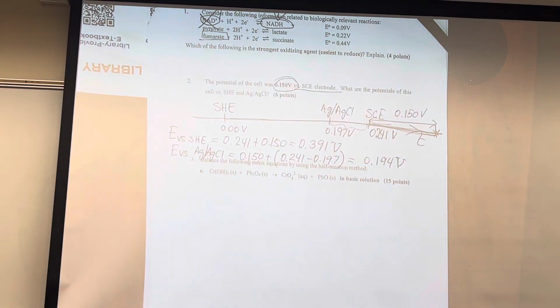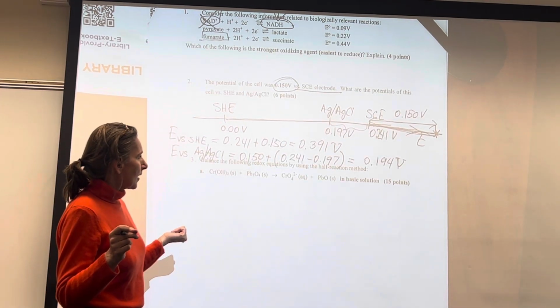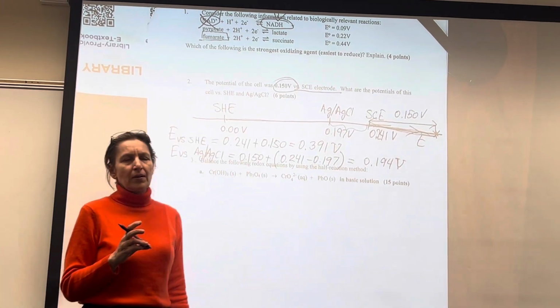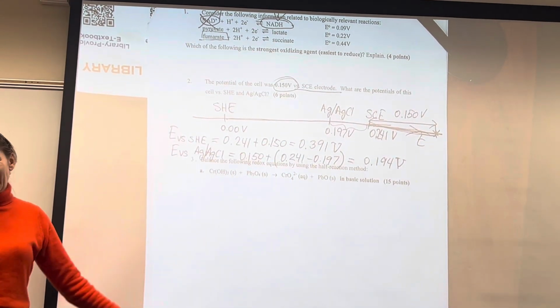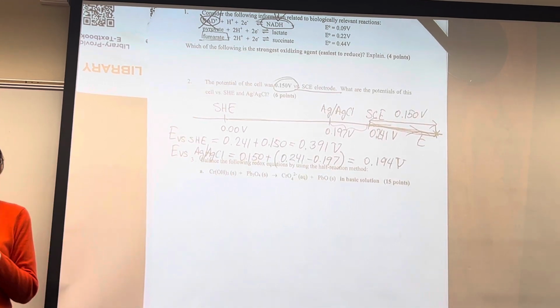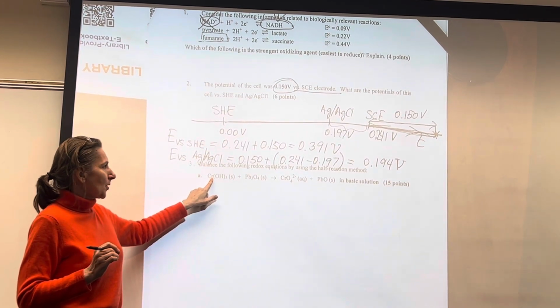You need to know how to do just redox reactions, whenever something is reduced and something is oxidized. In this particular case, it was a basic solution. So this is not electrochemistry. There is no cell. It's just a redox reaction. Okay, so chromium. What's the oxidation state of chromium here?